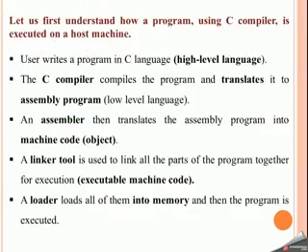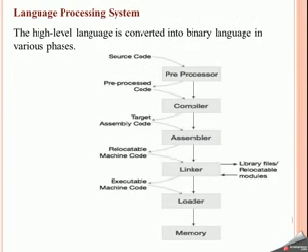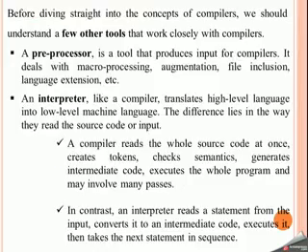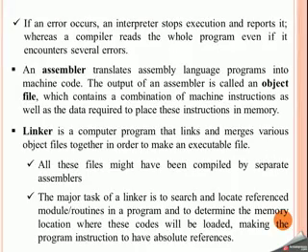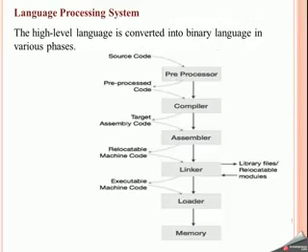The third component, or the third tool that we have in a language processing system, is the assembler. From the diagram we can see that the compiler generates a target assembly code which is fed as an input to the assembler. The assembler in turn generates machine code.